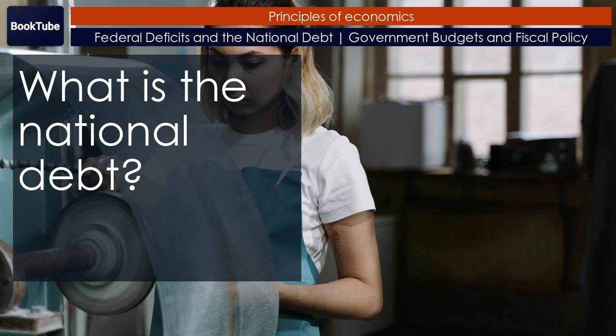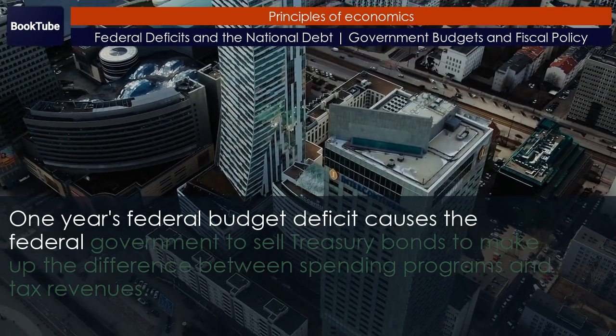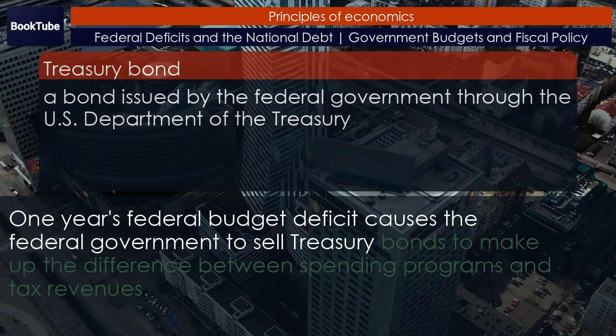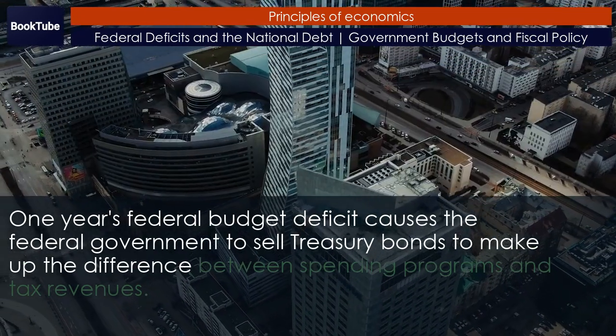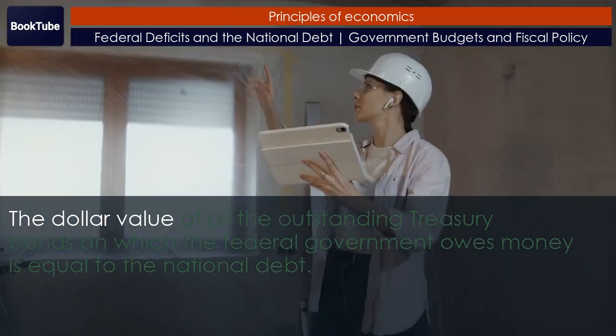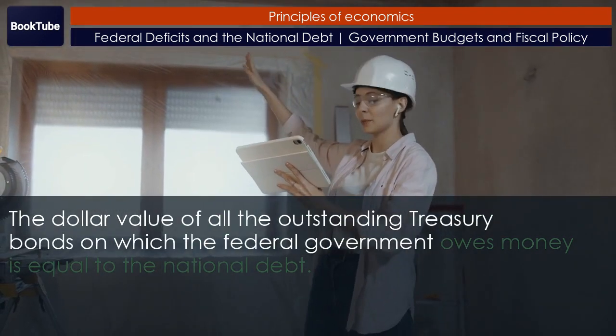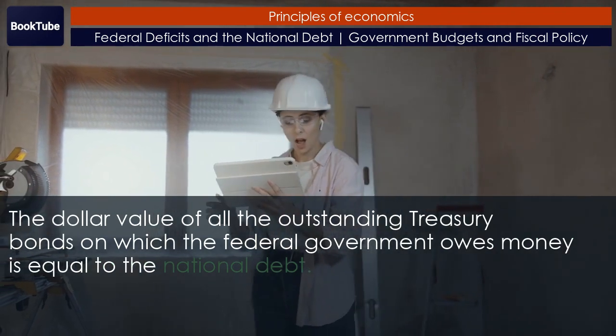What is the national debt? One year's federal budget deficit causes the federal government to sell treasury bonds to make up the difference between spending programs and tax revenues. The dollar value of all the outstanding treasury bonds on which the federal government owes money is equal to the national debt.